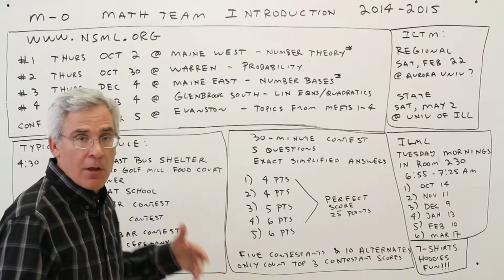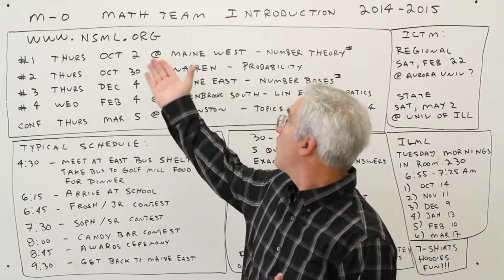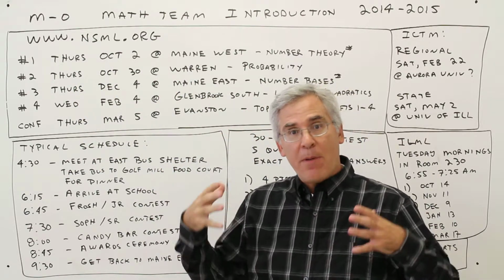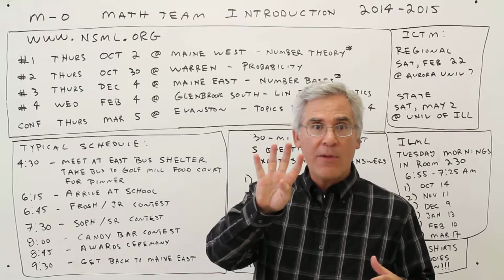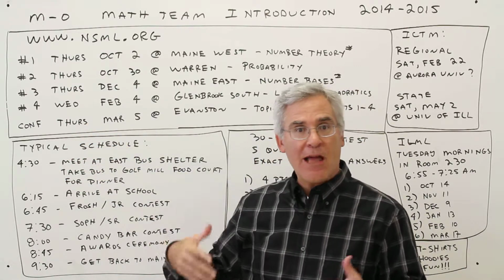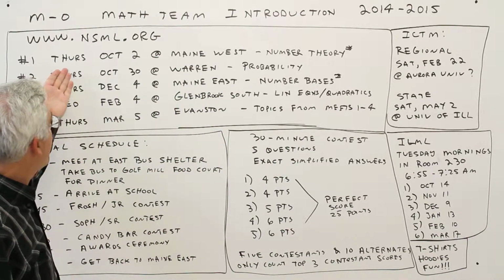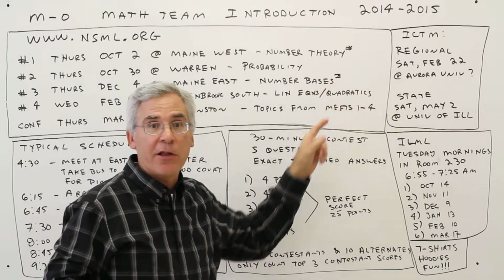All right, so the main part of the math team is the North Suburban Math League. Here's their website, and the basic season consists of 4 normal meets followed by 1 conference meet. Here's the schedule. The first meet is Thursday, October 2nd at Maine West, number theory, no calculator.